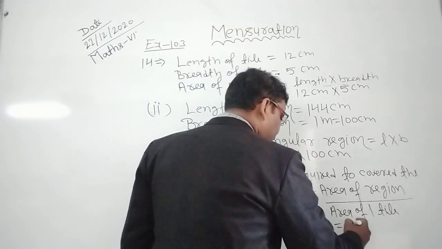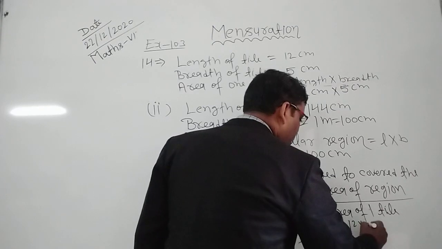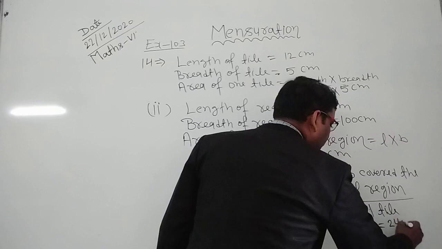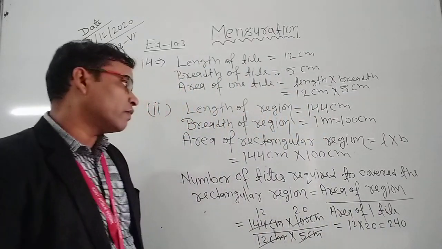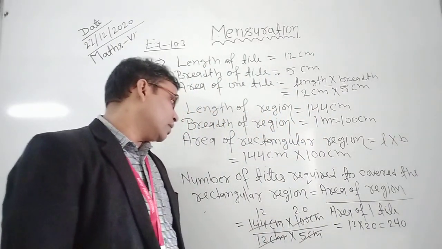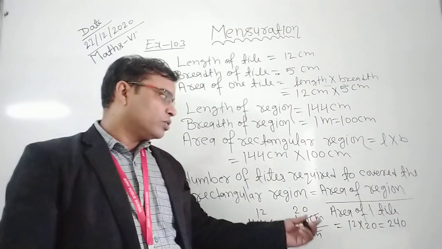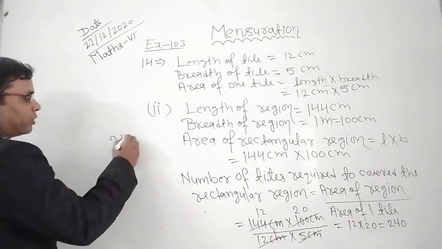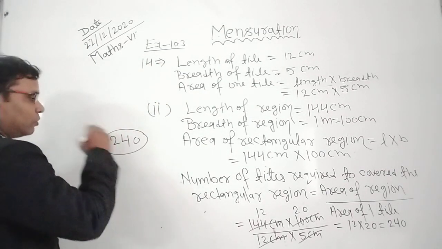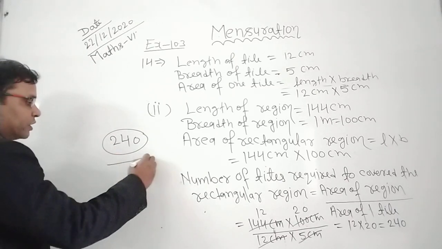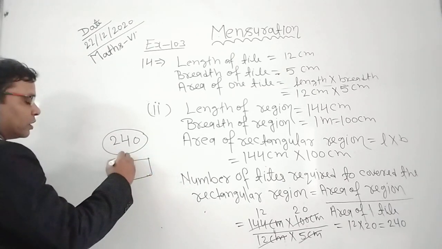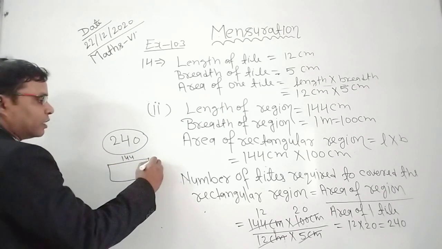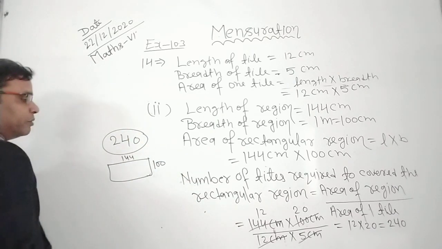So in this way, you get the number of tiles as 12 into 20, which is equal to 240. Number of tiles required to cover the rectangular region is 240 tiles. 240 tiles are required to cover this rectangular region whose length is 144 centimeter and the breadth is 100 centimeter. This is clear.